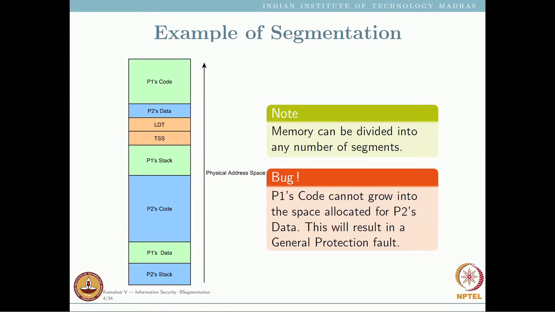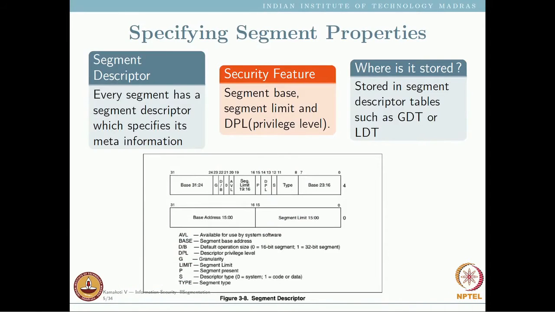Very interestingly, segmentation in x86 does not allow any code or data or stack to overgrow its limit. Whenever there is an overgrowing, for example P1's code cannot grow into the space allocated for P2's data, then automatically the architecture will catch you and say you are trying to do something illegal. So this is the architectural aid that we talked of yesterday.